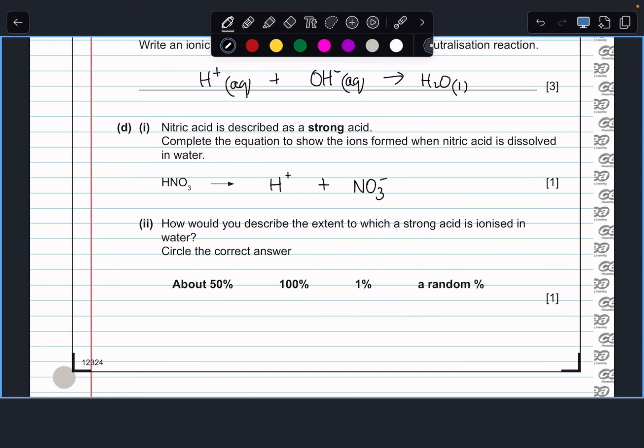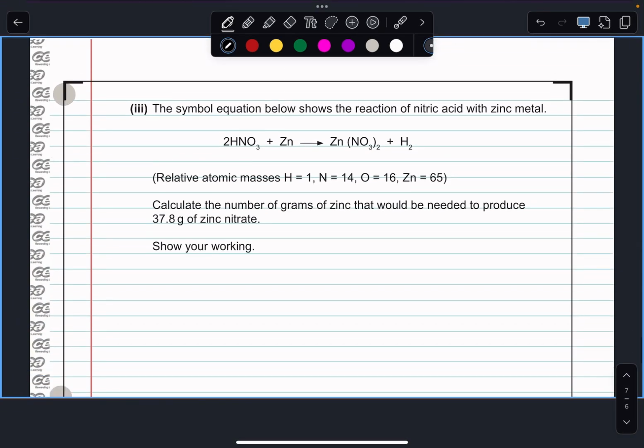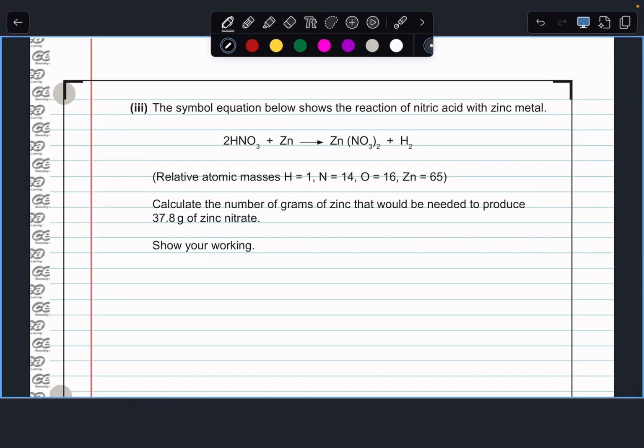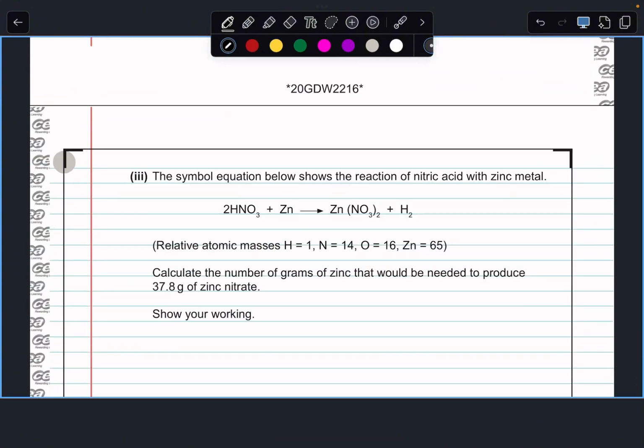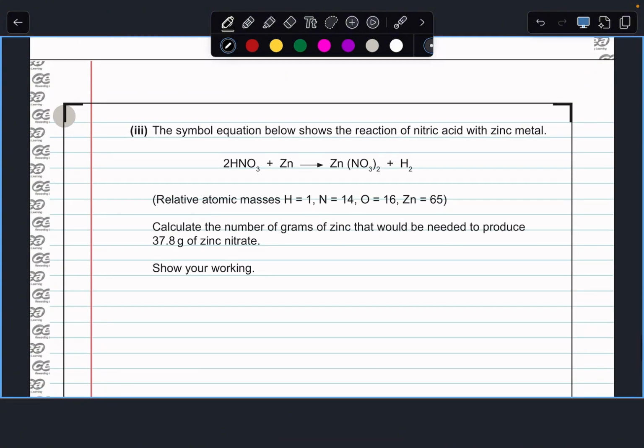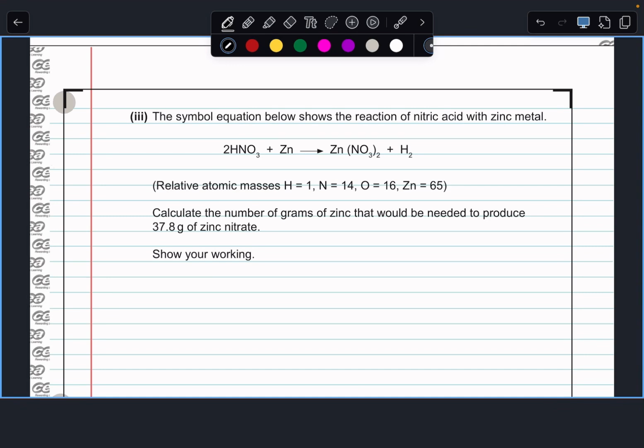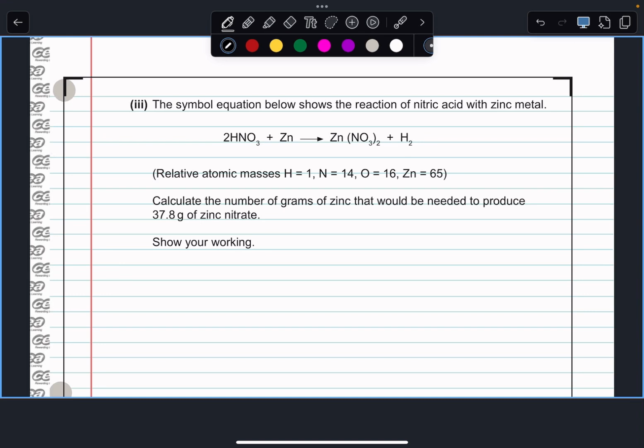How do you describe the extent of a strong acid ionized in water? Remember, a strong acid fully ionizes, so it's 100%. Then I go on to show you here a simple equation to show the reaction between nitric acid with zinc metal. So this one here, you're going to be doing, calculate the number of grams of zinc that would be needed to produce 37.8 grams of zinc nitrate.